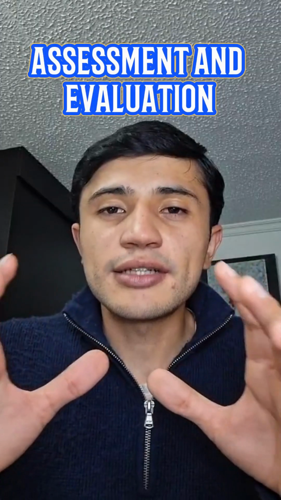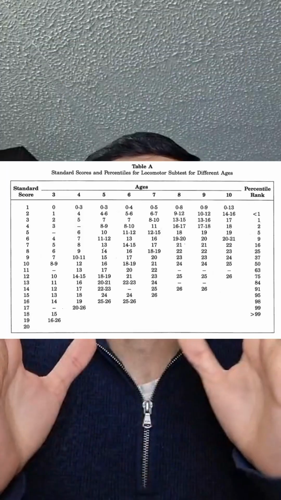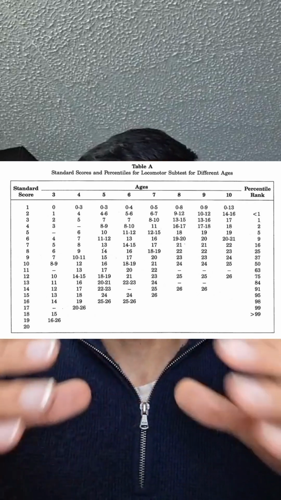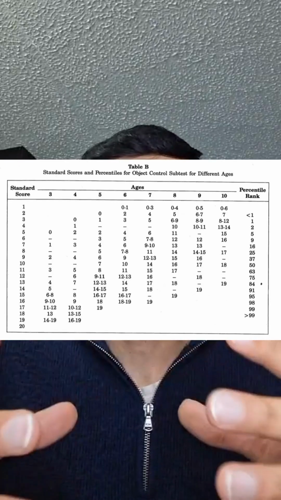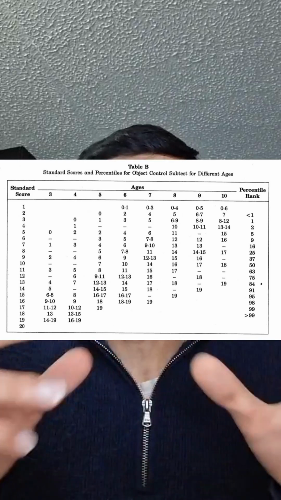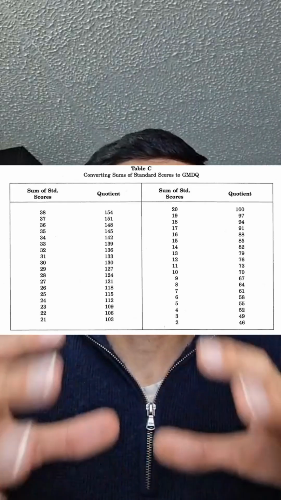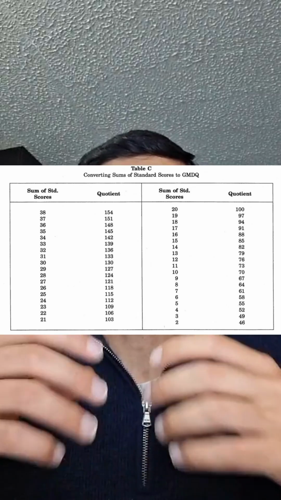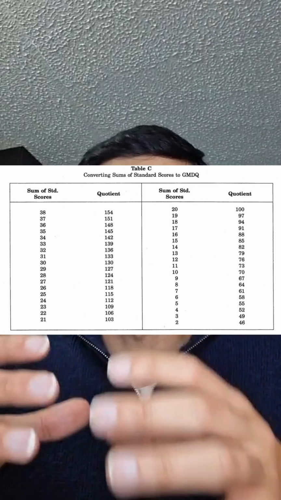To obtain standardized scores on the TGMD-2, Table A is used to convert a raw score for the locomotor subtest and Table B for the object control subtest, both adjusted for age. Then, using Table C, the standardized scores for both subtests are summed to calculate the gross motor development quotient, which allows classifying performance into levels such as very superior, average, or very poor, according to a range of 35 to 165 points.